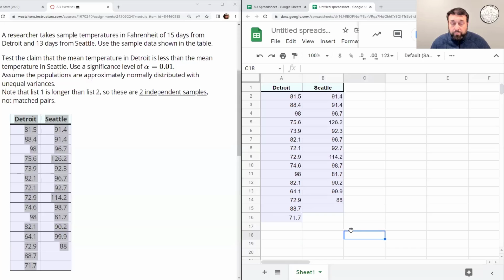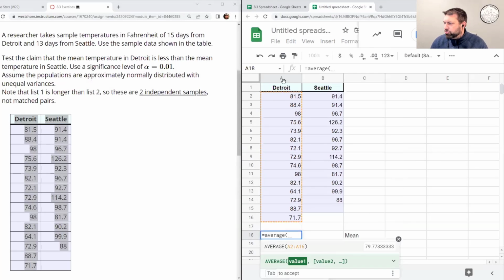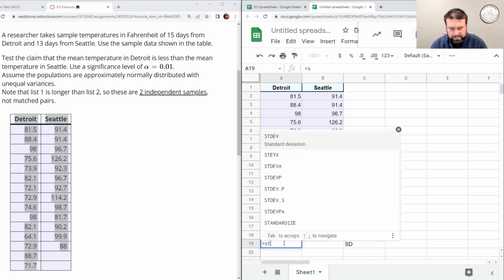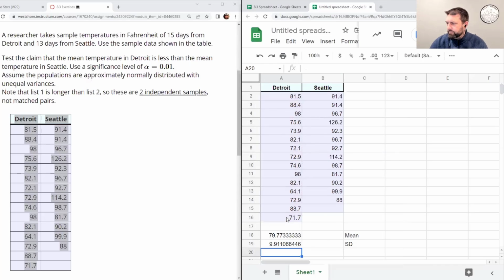What do I want from both of these? I need the mean and I need the standard deviation. So we're going to say equals average of Detroit. There's the average of Detroit. And here's the standard deviation, STDEV of Detroit. So there it is. And I'm just going to drag these across to get the exact same values for Seattle.